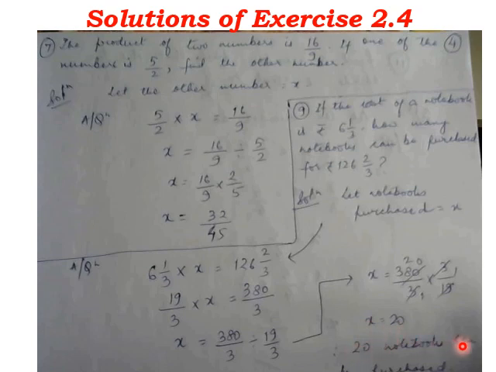So 20 notebooks can be purchased in rupees 126 whole 2 by 3. If you want to check the answer, you multiply 6 whole 1 by 3 with 20. You will get the answer as 126 whole 2 by 3.